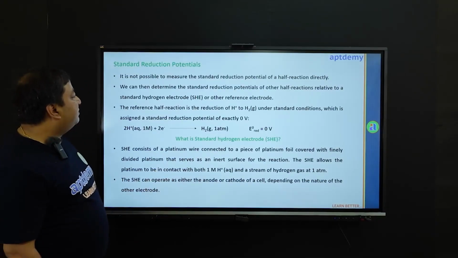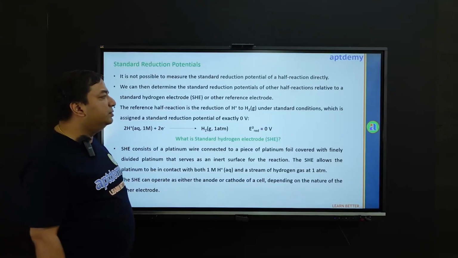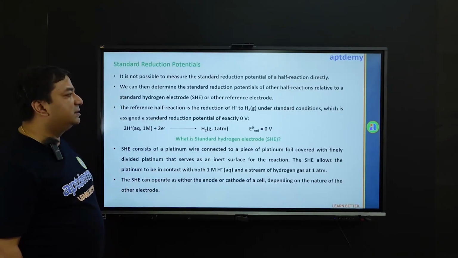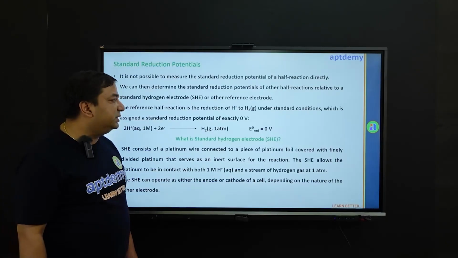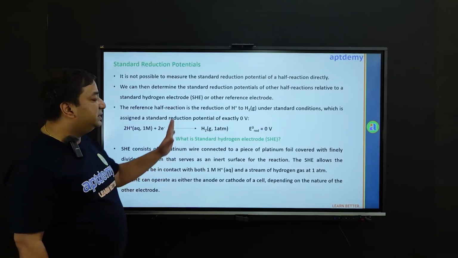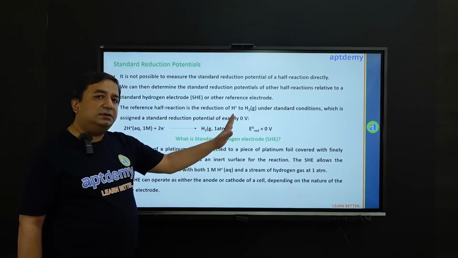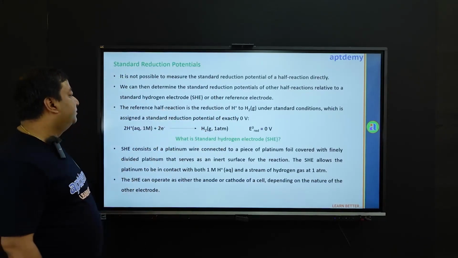So the reference half reaction is the reduction of a proton to hydrogen gas under standard conditions, which is assigned a standard reduction potential of exactly 0 volt. So for the reference electrode, we are assigning the voltage to be 0 volt. Okay, this is a convention.